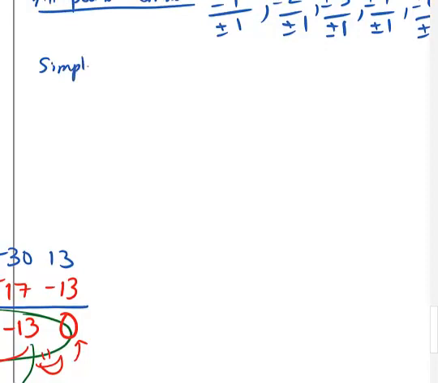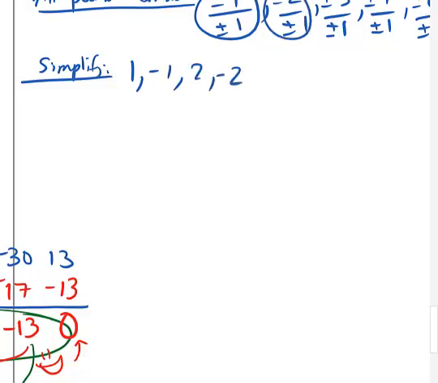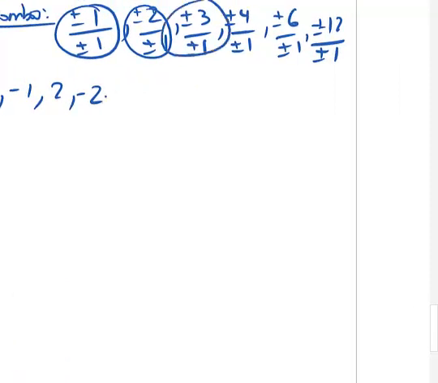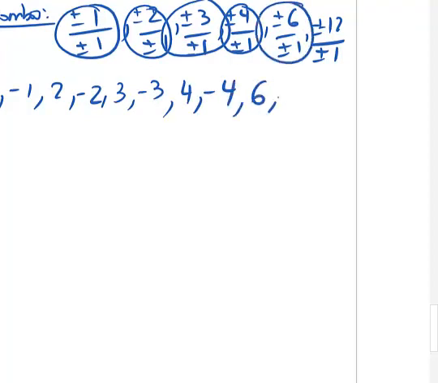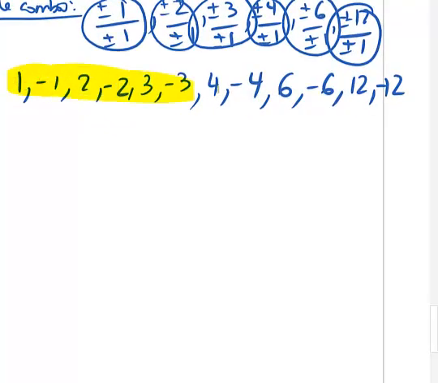Alright, now we'll simplify each of those guys. Think about what those could possibly be. The first guy can only be 1 or negative 1. The second guy can only be 2 or negative 2. The third guy can only be 3 or negative 3. The fourth guy can only be 4 or negative 4. The fifth guy can only be 6 or negative 6. And the very last one can only be 12 or negative 12. So, I mean, that's quite a list, I guess. That's kind of a lot to choose from. But at least they're all whole numbers, because a lot of times you get fractions on these.